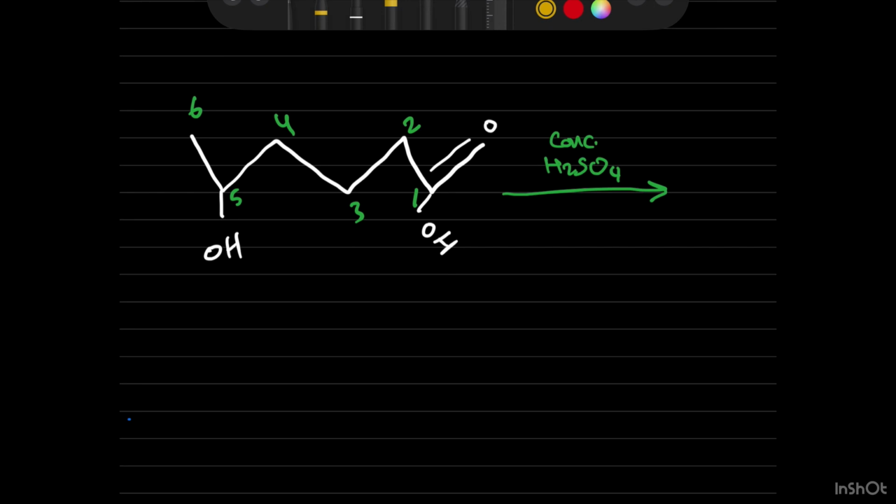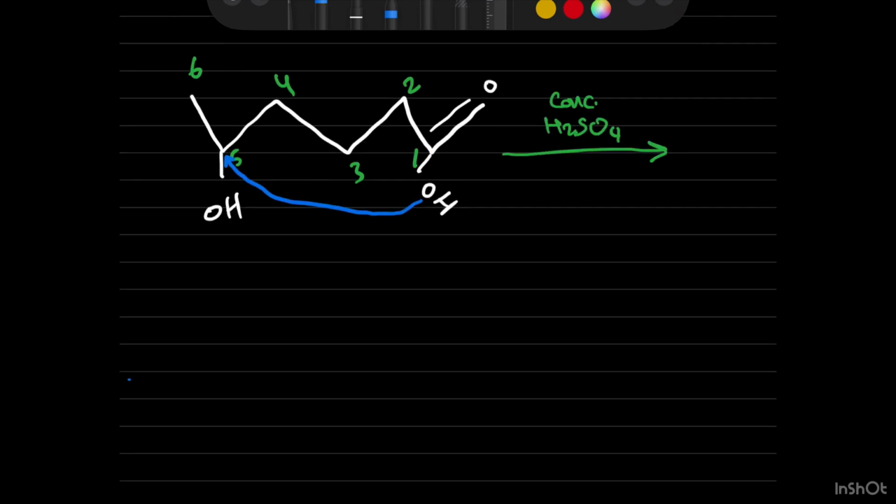So what should we do? Think about the cyclic ring that you'll have as a result of the OH of the carboxylic acid that will bond to the carbon of the OH group. Just imagine that you made a circle. What will be the product?